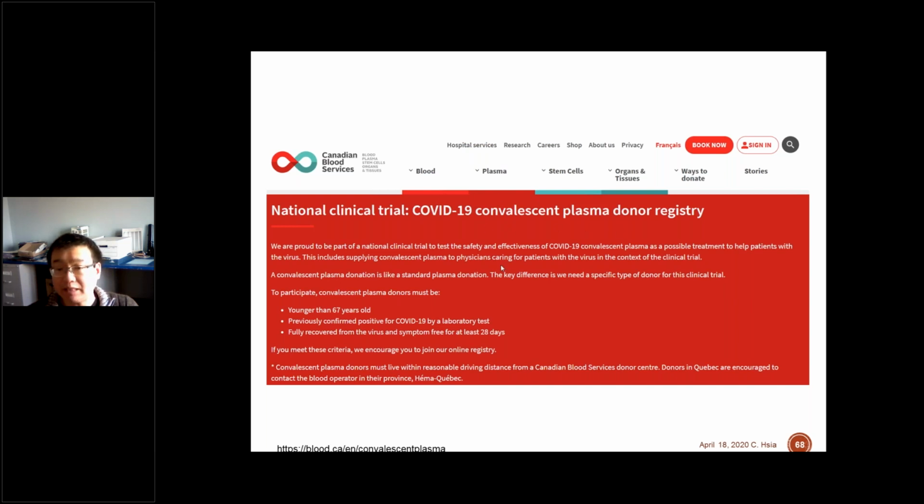So this is not for MDS patients, but perhaps for the MDS patients online, if you let your family and friends know. If you're younger than the age of 67 years, if you previously had a confirmed positive COVID-19 laboratory test and you've fully recovered from it and symptom-free for at least 28 days, you could potentially donate your plasma, and that might help somebody else down the road.